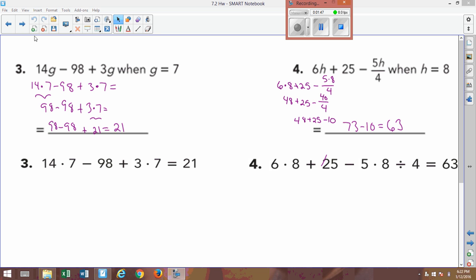Again, remember to substitute these out and take your time. After you substitute the numbers in, you can just follow order of operations to solve this.